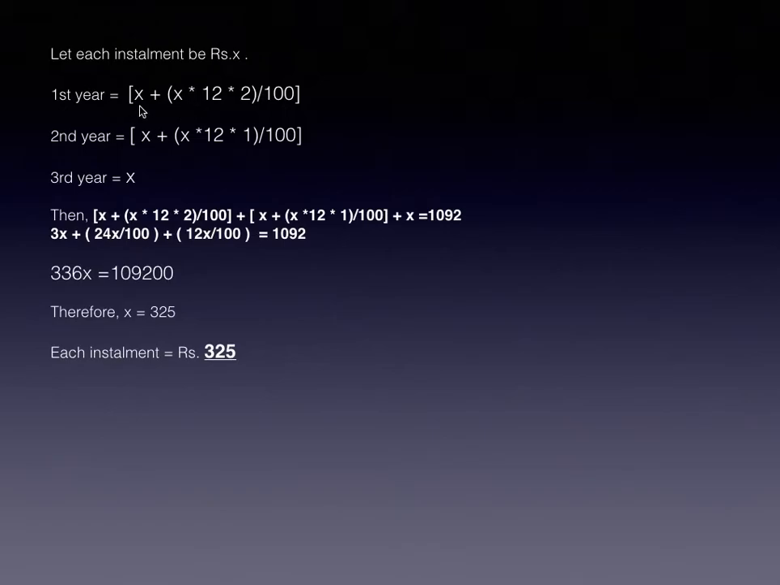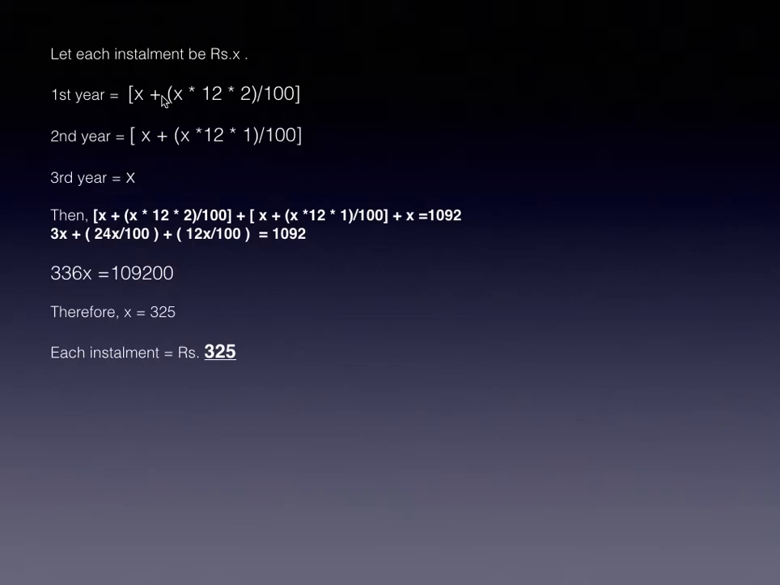Therefore, the first year's installment with interest will be X plus X into 12 into 2 by 100. Then similarly for the second year, again we have an installment of X and its interest for 1 year: X plus X into 12 into 1 by 100. Then in the third year we only have the installment, because after 3 years the due is over. Therefore, there is no interest for the third installment.